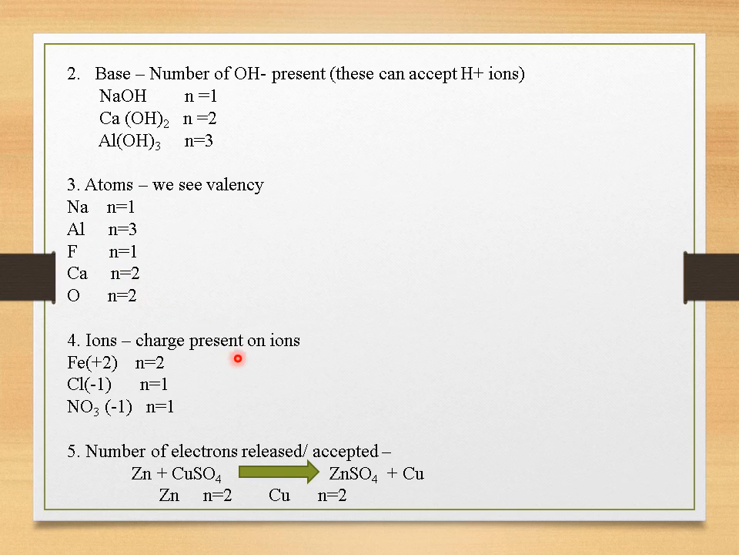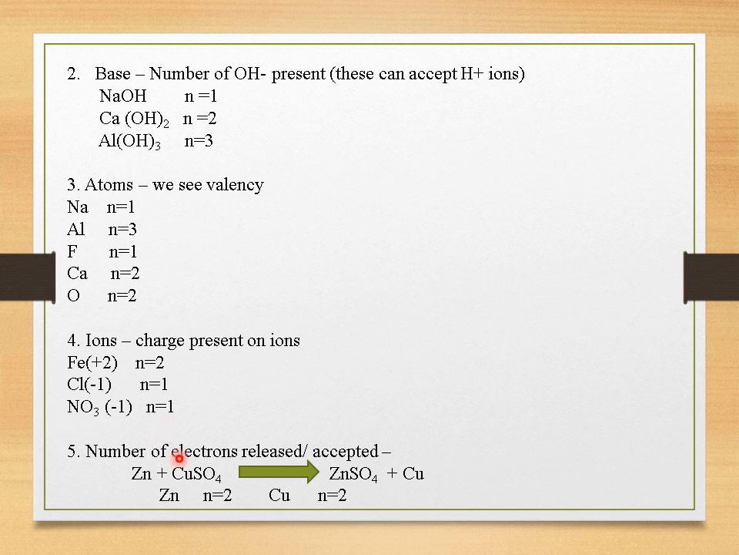If I'm talking about ions, I have to see what charges are present on it, and that would decide the value of N factor. For iron in plus 2 oxidation state, the charge on the iron is plus 2, so the N factor for it would be 2. For chloride ion, it is minus 1, so the N factor would be 1. For nitrate ion, it is minus 1, and the N factor would be 1. Whatever number of charge is present over the particular ion, that will become its N factor.